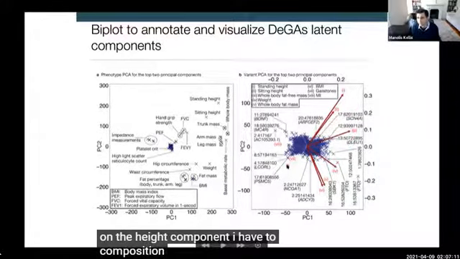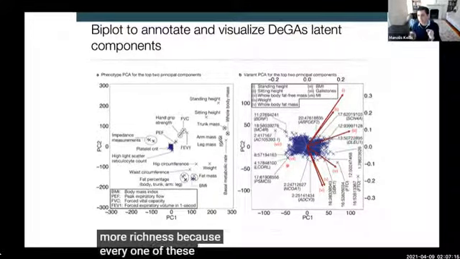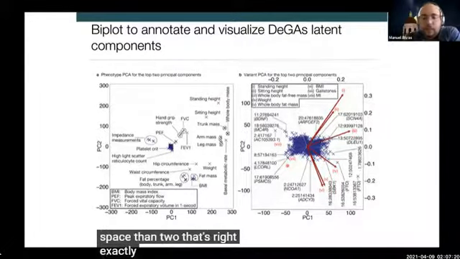Well, I have to say that in a way, I feel that there's so much more richness, because every one of these arrows should be plotted in a much higher dimensional space than 2. That's right, exactly. Yeah, that's right.